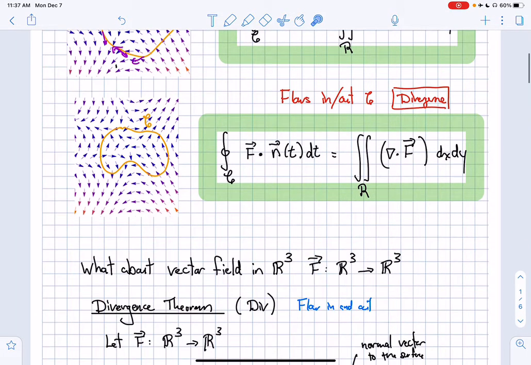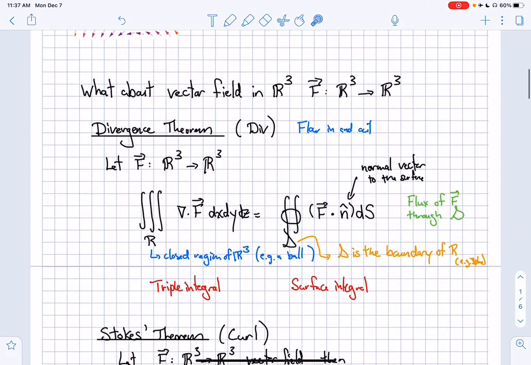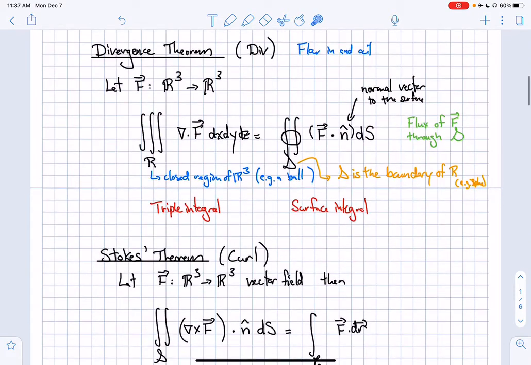Very good. Now, what about vector fields in R3? Well, there are two theorems that play the same role as the ones above. There's the divergence theorem. What it tells you is, if I sum all the divergence inside a region of space, and that region has to be closed, so think of it as a ball, for example, then this is the same as doing an integral on the surface.